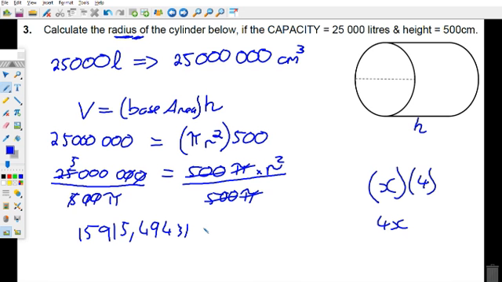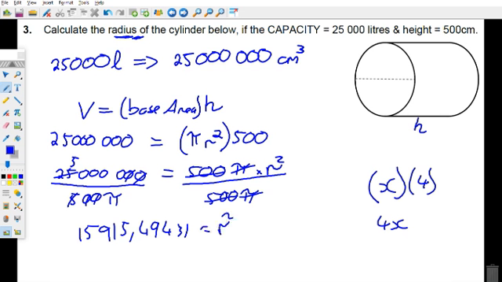Okay. I wrote it wrong. How did I write it wrong? It's 15,915.49431. Check how many zeros you put at the top. Maybe you put too many zeros. That's maybe something that's going on. Just be very accurate. Okay, that is equal to r squared.